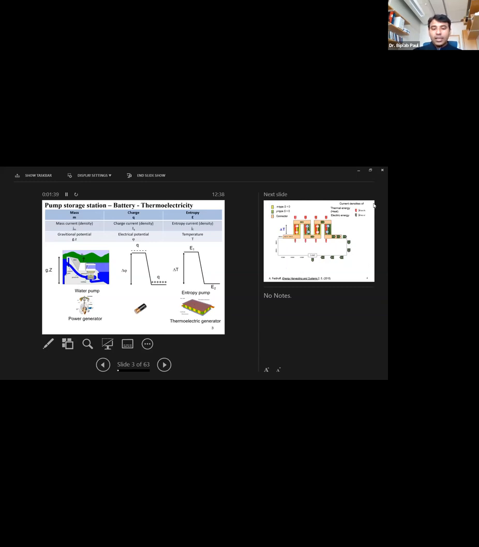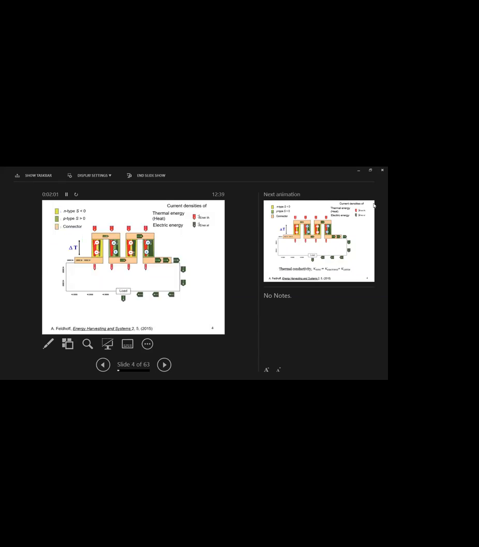In battery, electric potential is the driving force. In thermoelectrics, temperature gradient is the driving force. So due to the temperature gradient, charge carriers move from the hot side to the cold side and take part in the transport process, and thus power is generated. So this slide shows a schematic diagram of a thermoelectric.